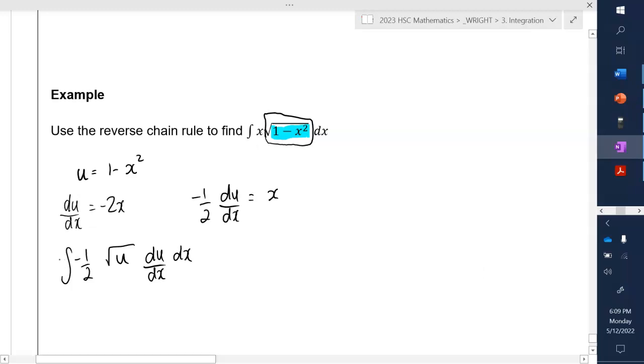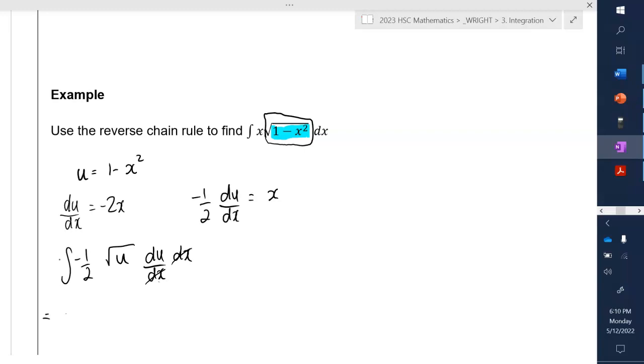So I've got a minus 2x, but I want an x. So I'm going to divide both sides by minus 2, and I can do that. So I'm going to have minus a half du dx is equal to x. So my x gives me my minus a half du dx. I've got the square root of u, and I've still got the x on the end. So what happens is these guys can actually cancel out. Now I've got everything in terms of u.